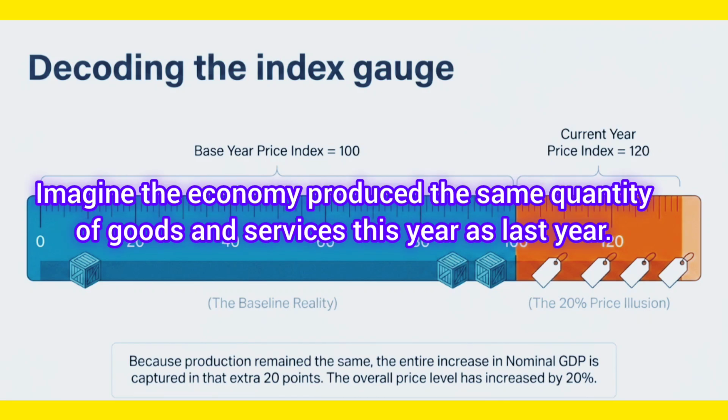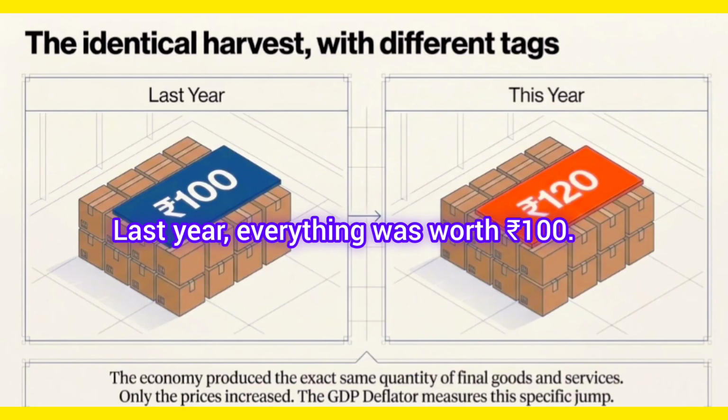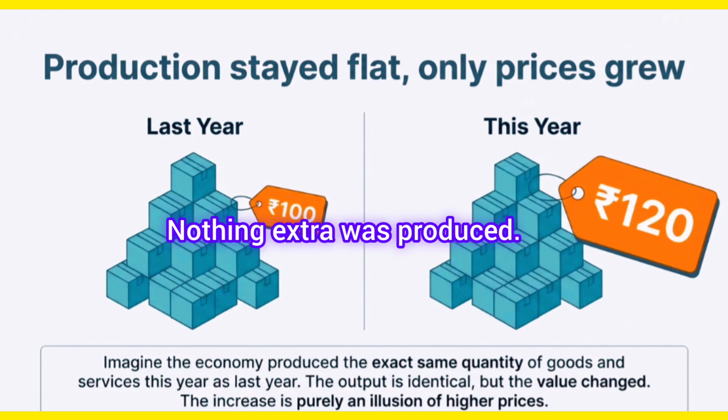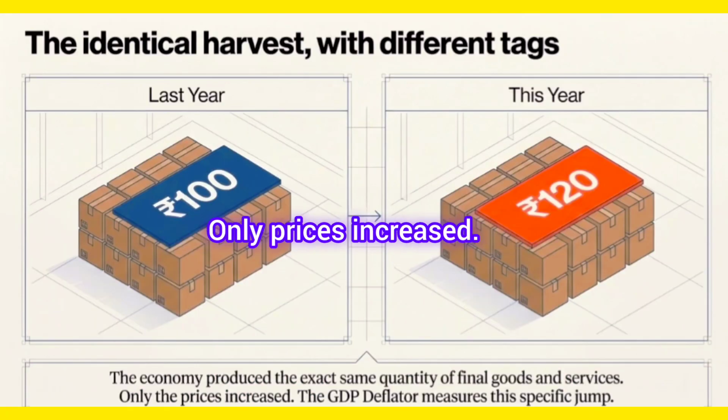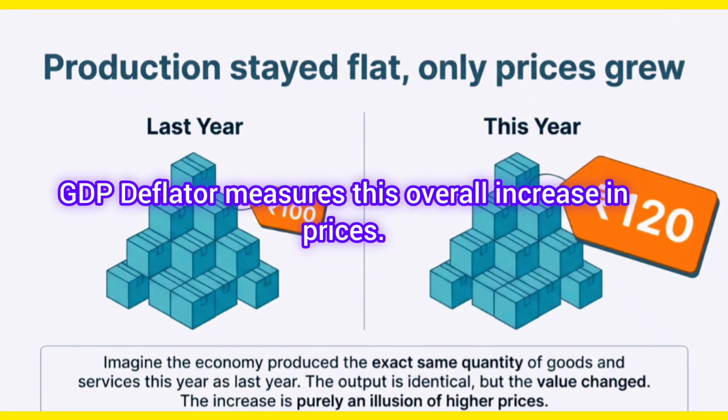Easy story. Imagine the economy produced the same quantity of goods and services this year as last year. Last year, everything was worth 100 rupees. This year, the same output is worth 120 rupees. Nothing extra was produced, only prices increased. GDP deflator measures this overall increase in prices.